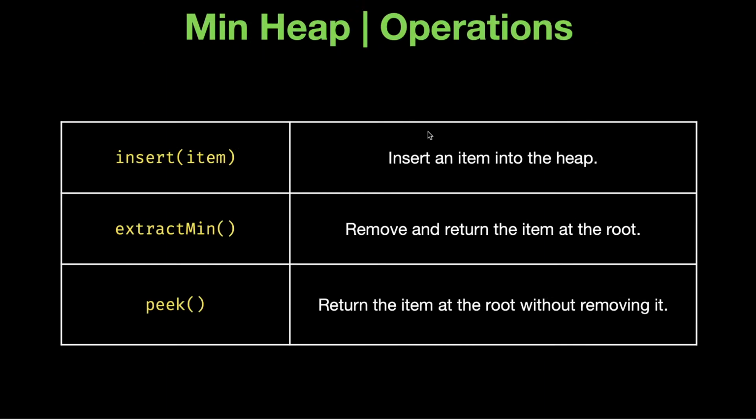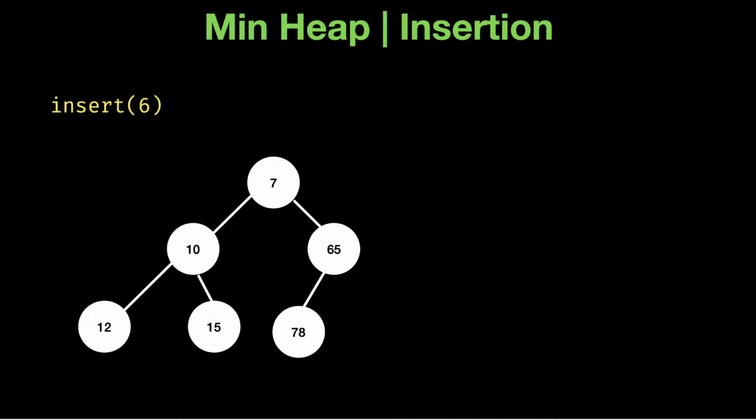So if we see the operations on min heap, we can see three main operations. We can insert a value into the heap, we can extract minimum, that means we remove the root of the heap, because in the min heap the minimum element will always be on the root of the tree. And then peek means we return the item at the root, but we do not remove it. We only just see it.